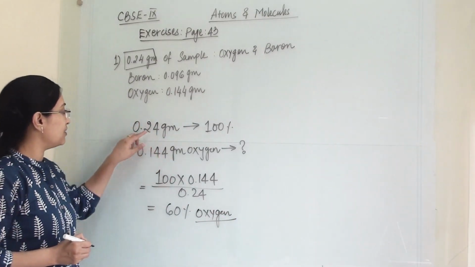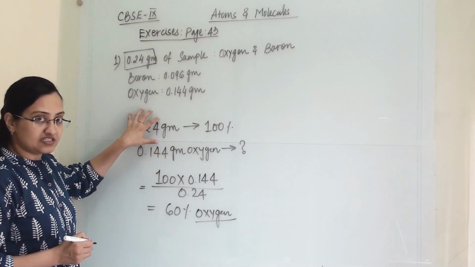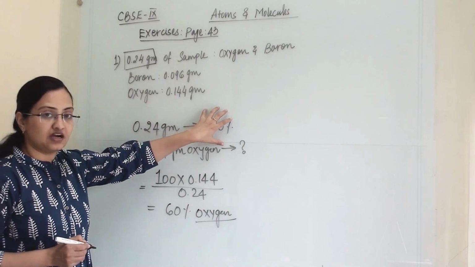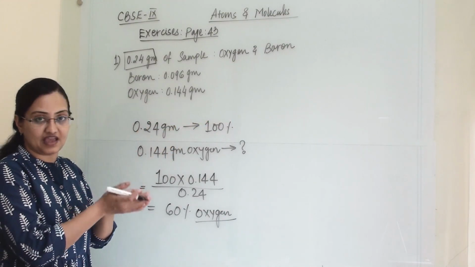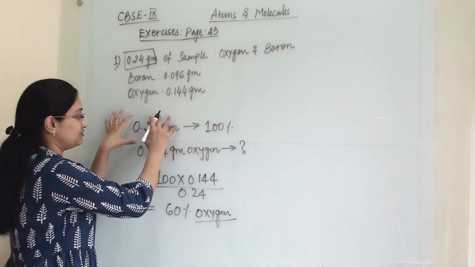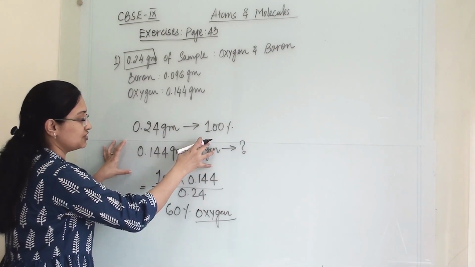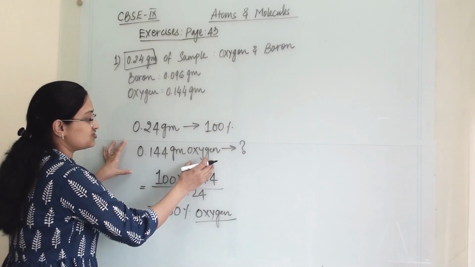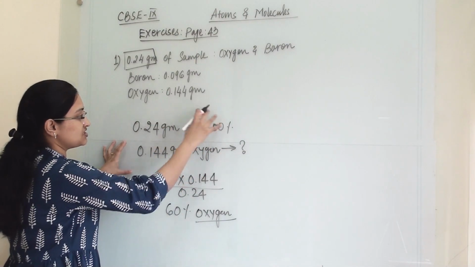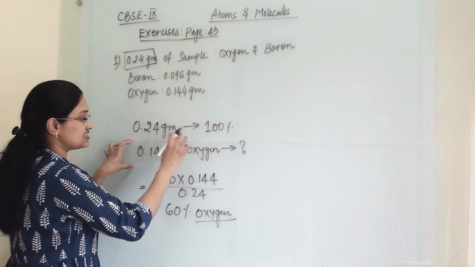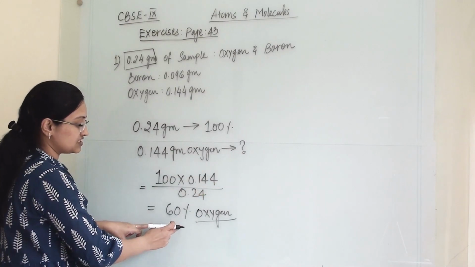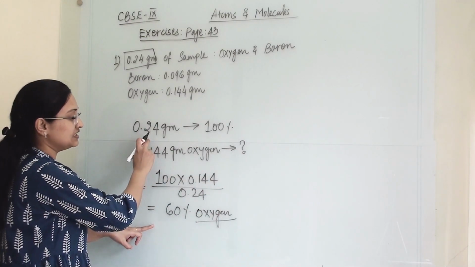So how have we found this? This total sample is 100% because that is all we have. Now from this we have this much amount of oxygen. So what percentage of oxygen is there? If this much is 100, then for this, what is the percentage? So 60% oxygen is present in this.